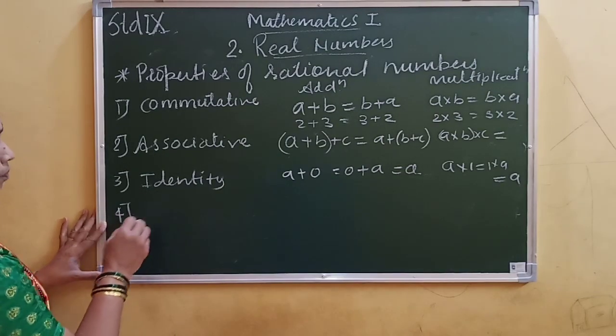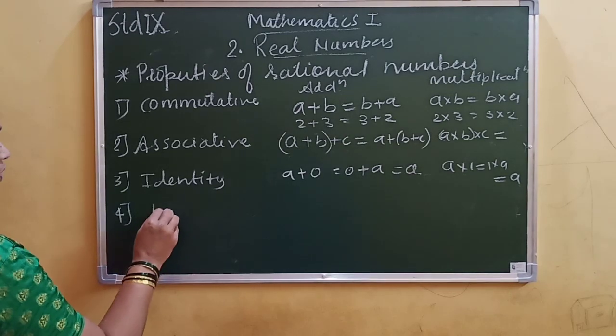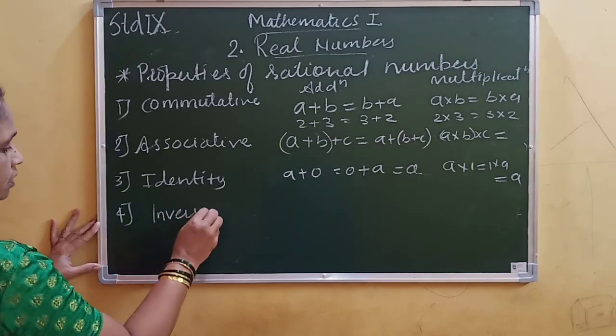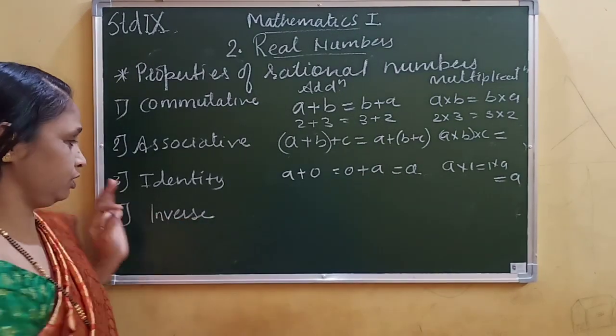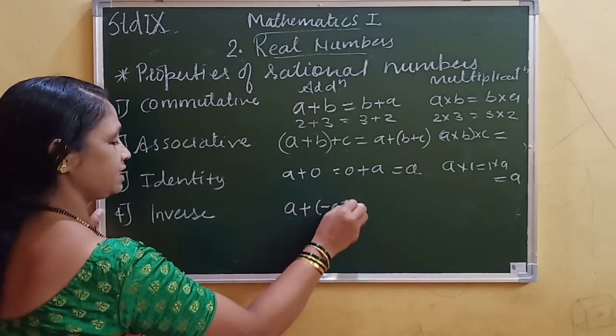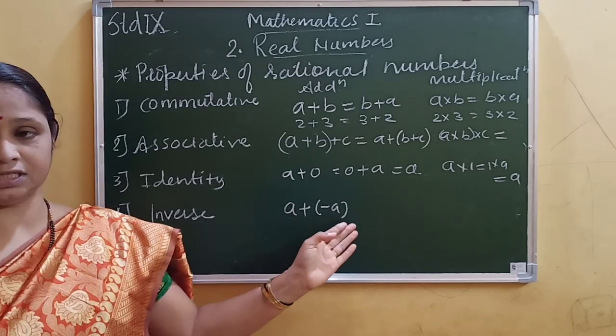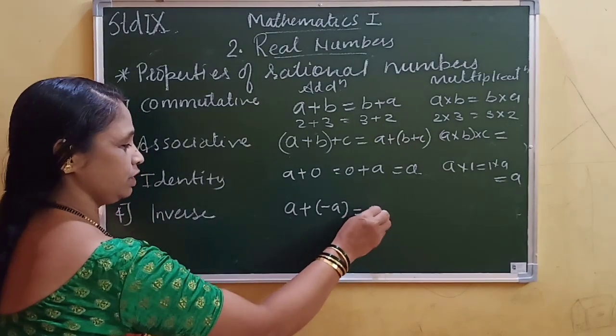Fourth property of rational numbers is what? Inverse. Inverse of addition and multiplication. Inverse of addition, what does it tell? A plus minus A. Means A's inverse is minus A, so their sum is equal to 0.